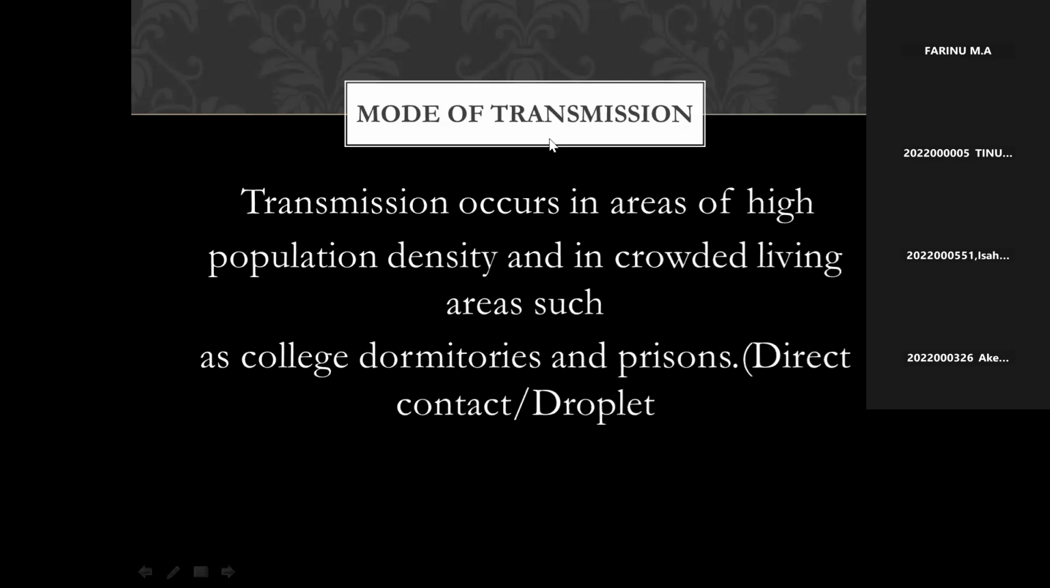So now let's quickly deviate and talk about droplet precaution. Please, can you comment? What are the droplet precautions? Take for instance, now you have a patient who has meningitis in your ward. As nurses, please type: what are the droplet precautions you are going to maintain so that the patient doesn't infect other patients?